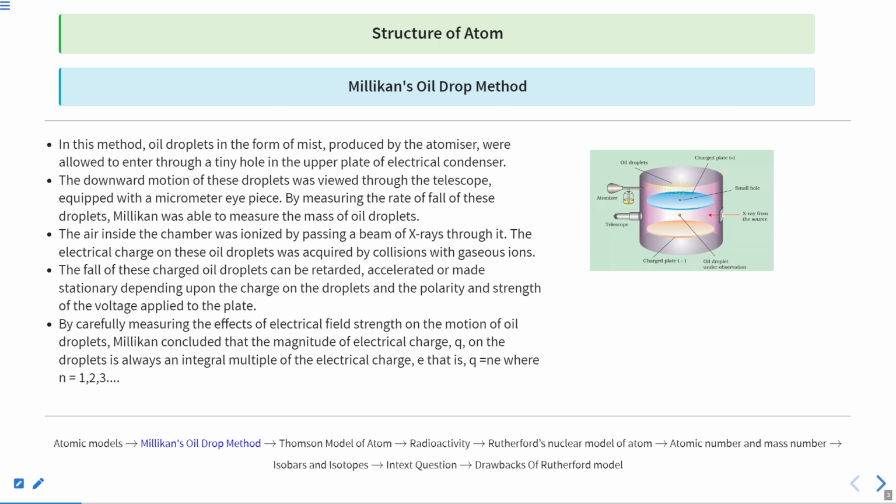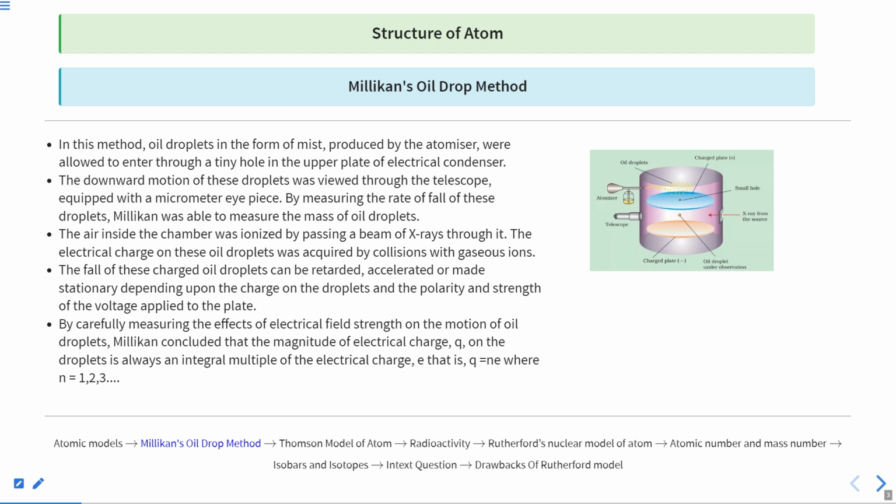Clear? Now if we carefully balance this kind of electrode potential, then either we can retard the speed of the falling oil drop, or we can accelerate it, right? Or we can make it stationary also. So that is also possible, right? So we can do these three things. Okay, clear?